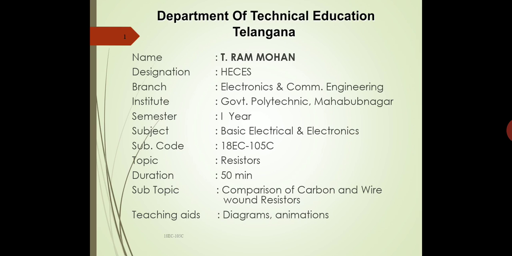The subject we are dealing with is electrical and electronics for the first years, and the topic we are looking at is resistors. The subtopic of this particular lesson is related to the manufacturing of carbon and wire bond resistors and also comparison of the same.